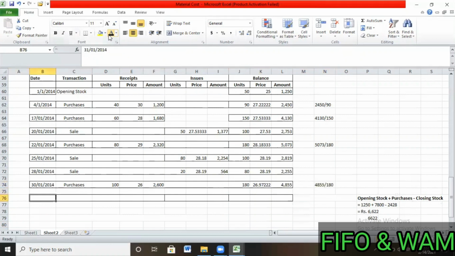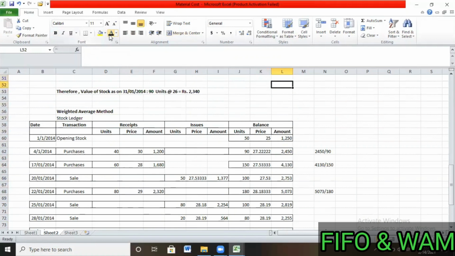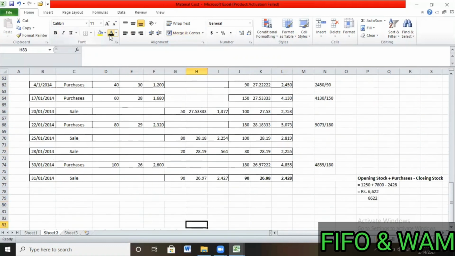And the last transaction on 31st January, we have the sale of 90 units, and that has to be at 26.97. And again we'll follow the balancing amount, 2428. I would like to say that closing stock as per FIFO is 2340, and as per weighted average is 2428. That means when we change methods, your stock valuation may change.